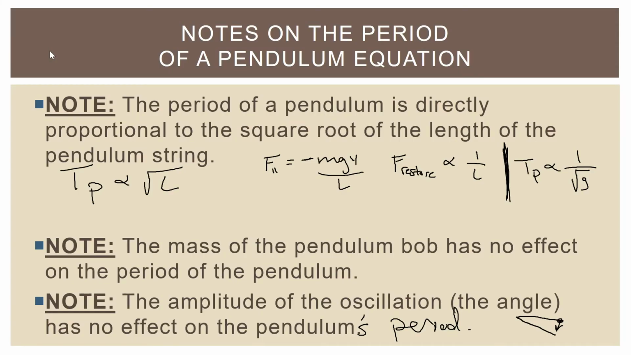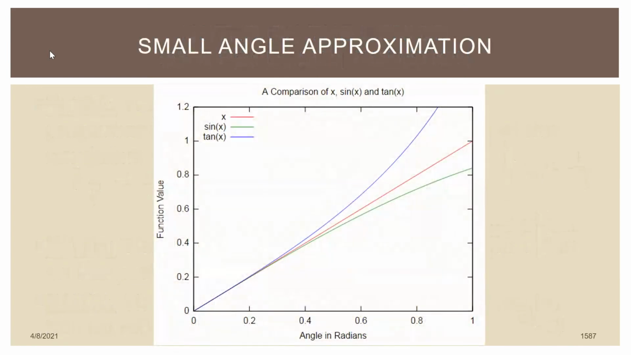All right, now just very quickly before we solve a problem, I want to go ahead and show you this graph here. As you can see, this graph is trying to show you a comparison of x, which in this case is the angle theta, the sine of that angle, and the tangent of that angle. Notice the angle on the x-axis is being measured in radians, and on the y-axis they're showing the value of the function. The whole point of this graph is so you can compare the angle to the sine of the angle to see how well the small angle approximation works.